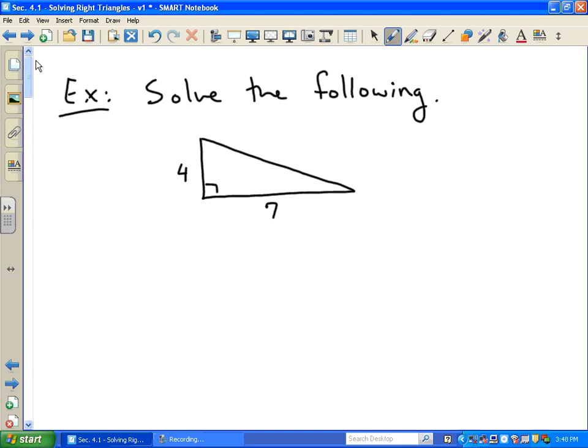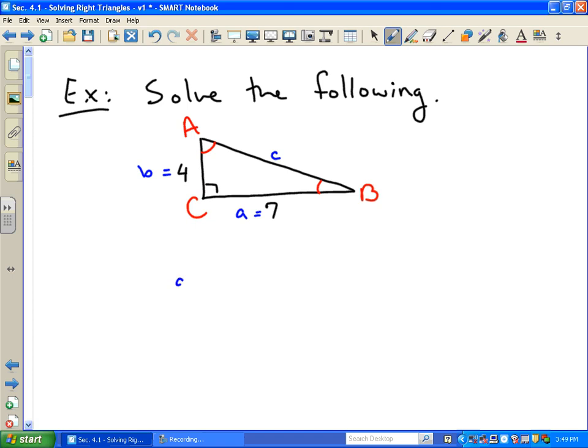On here, let's label first of all. Let's say this is going to be angle C. So let's let this be little c. And then let's label these: big A is that angle and big B is that angle. That would mean that 4 is little b and 7 is little a. All right. Now, first thing, we can find c right away by using the Pythagorean theorem.